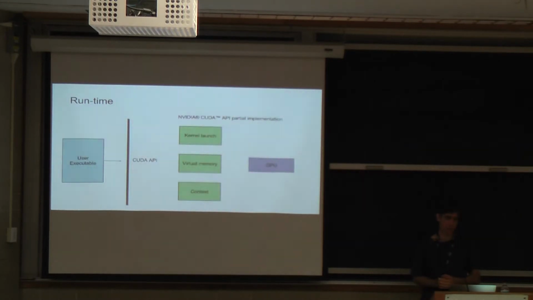Right, runtime looks something like this. Again, it's very high level and simplified, but approximately like this. The user executable is going to make lots of calls to the NVIDIA CUDA API. CUDA-on-CL implements those NVIDIA CUDA API calls and handles things like launching kernels, virtual memory, creating contexts, handling queries for devices and so on, and it's going to handle communicating with the GPU. So the kernel launch bit here is going to generate the OpenCL.